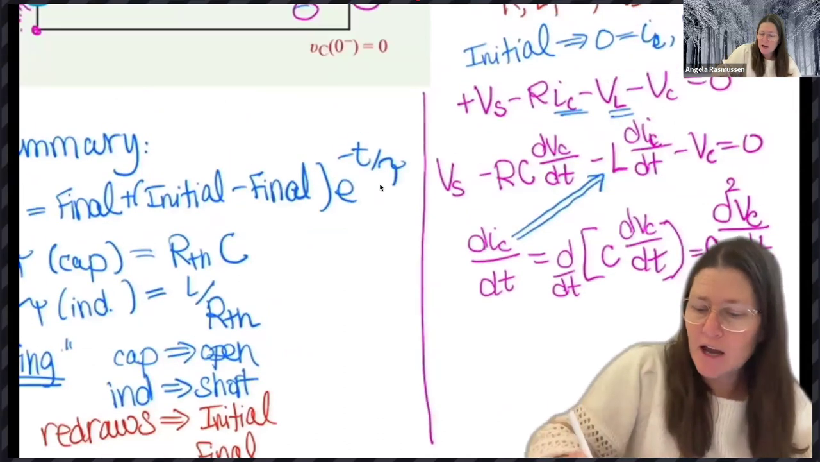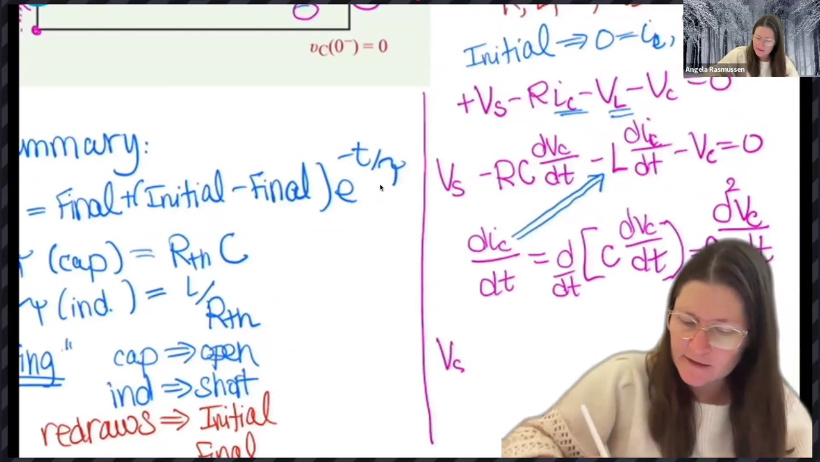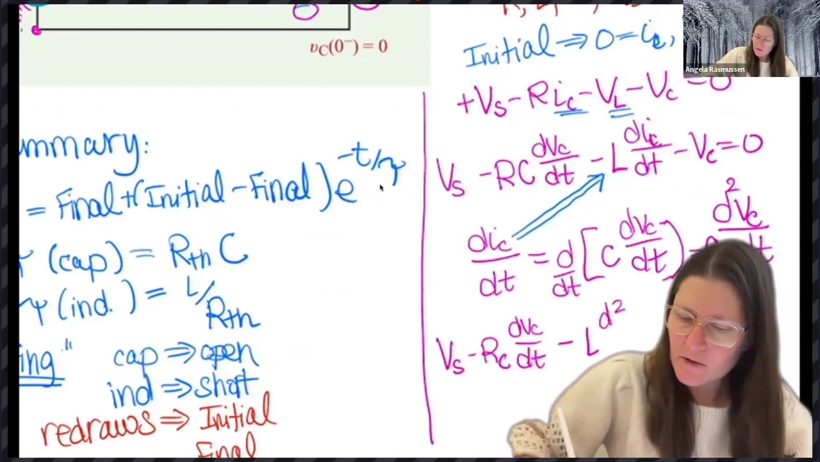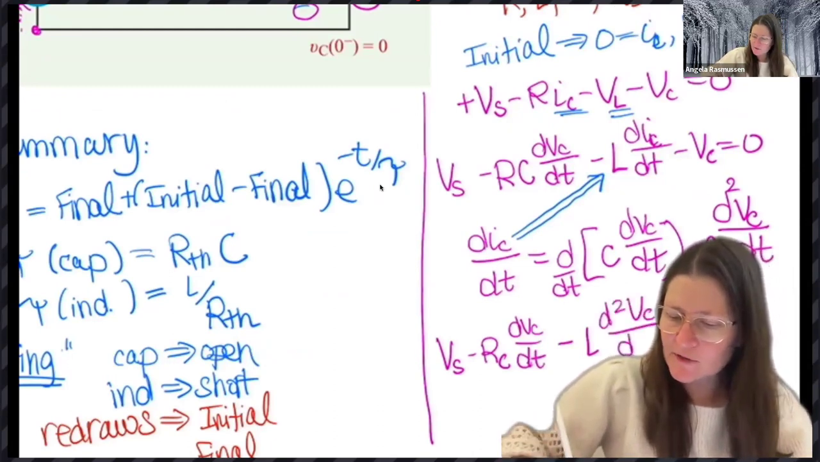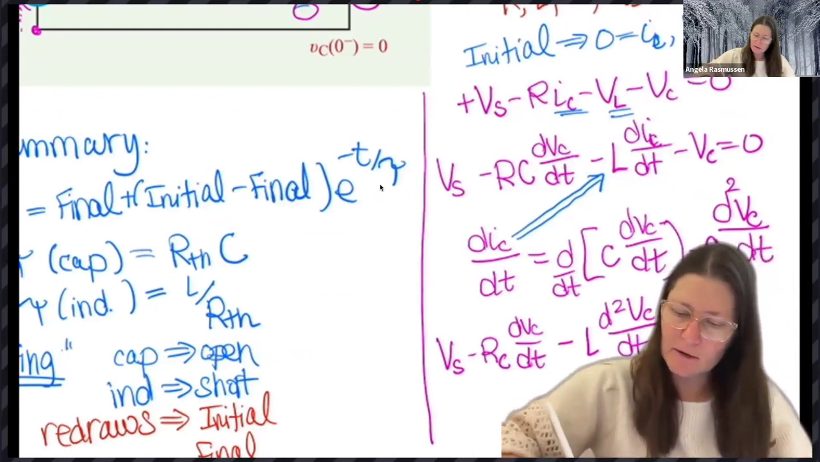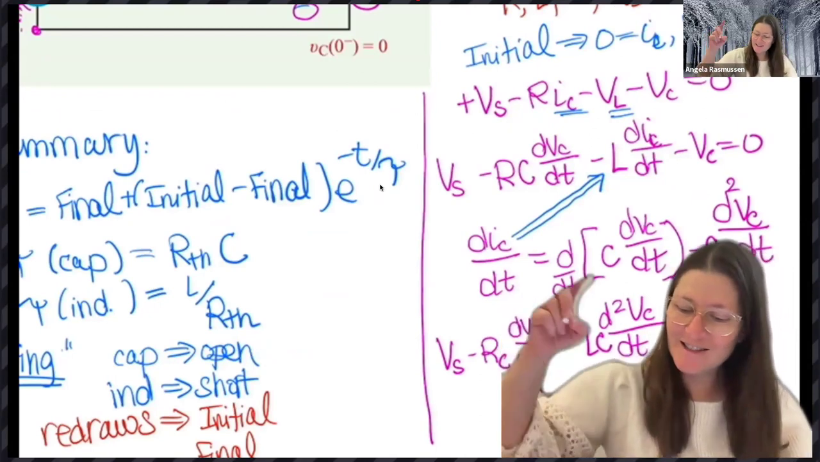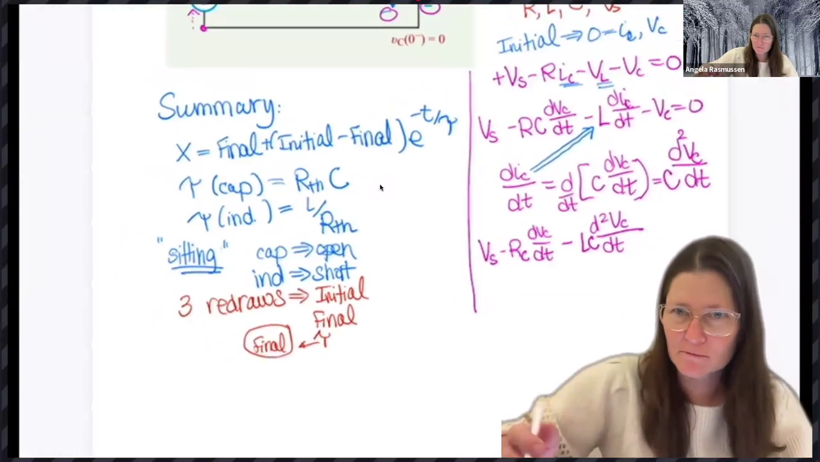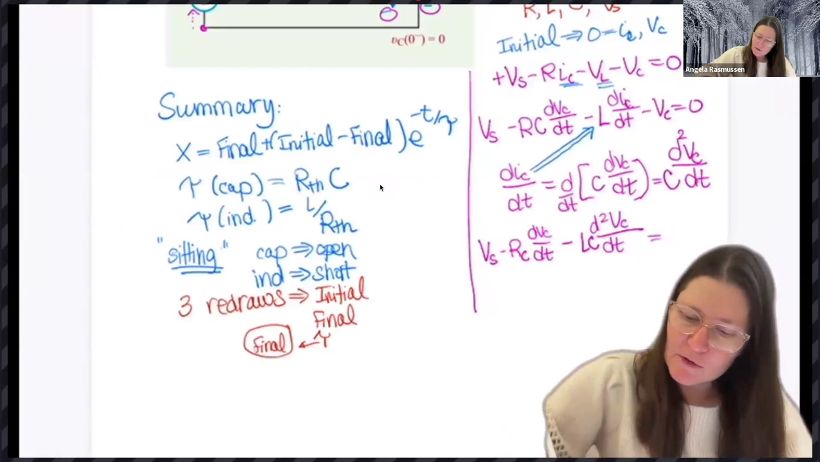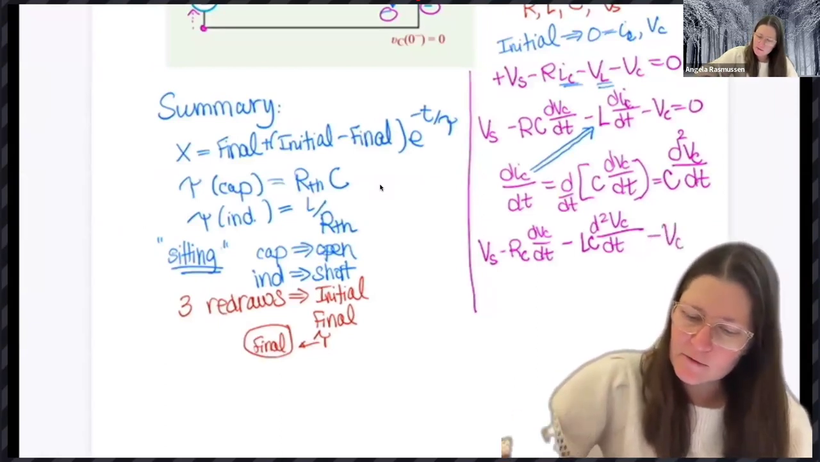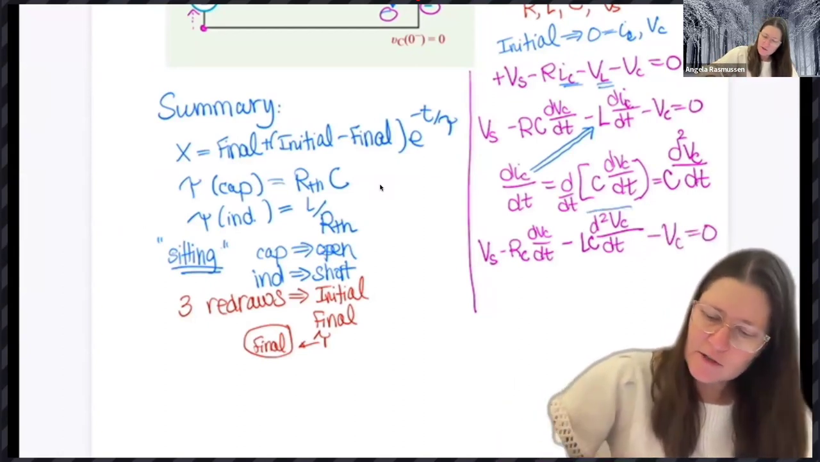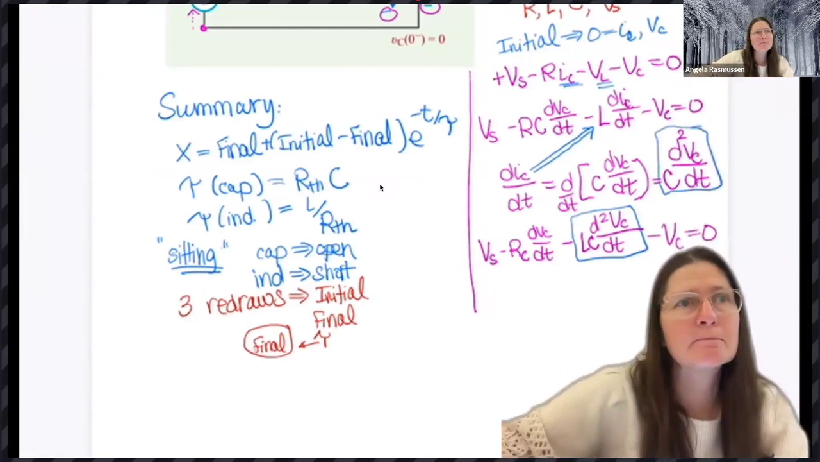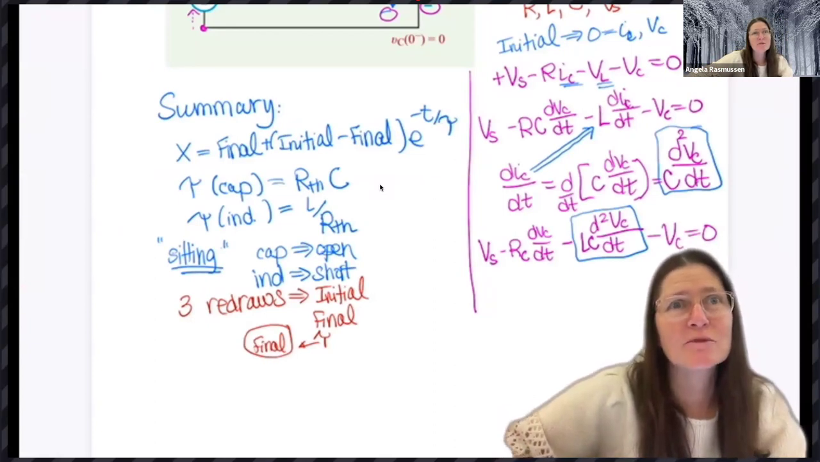All right, so now we have our equation rewritten with just VC. And that L dIC/dt becomes, sorry, I'm missing a C in there, LC d squared VC/dt squared. There we go. And then that plus VC equals zero. So I just use this term for dIC/dt. So now it's second order in terms of VC.